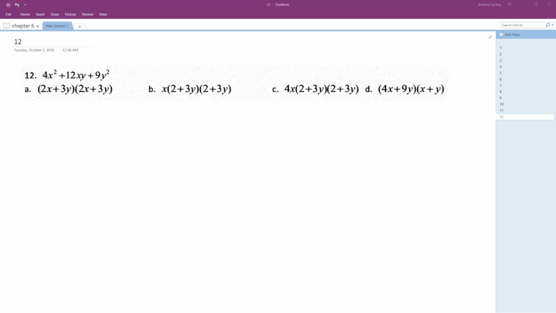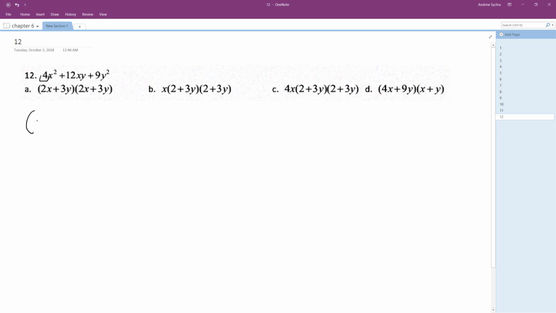So we want to solve the following problem. If you look here, if you break this up, 2x times 2x equals 4x squared. And then 3y times 3y is equal to 9y squared. If you take 2x times 3y, you get 6xy. And if you add two of those together, you get 12xy.